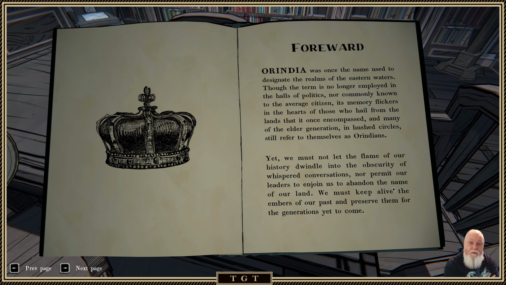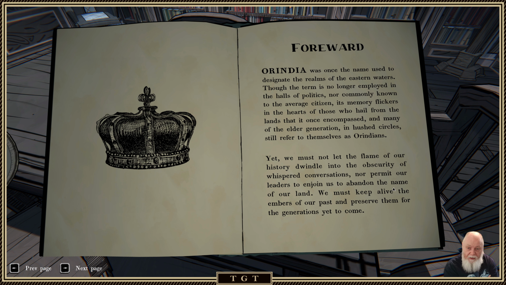Orindia was once the name used to designate the realms of the eastern waters. Though the term is no longer employed in the halls of politics, nor commonly known to the average citizen, its memory flickers in the hearts of those who hail from the lands that it once encompassed, and many of the elder generation, in hushed circles, still refer to themselves as Orindians. Yet we must not let the flame of our history dwindle into the obscurity of whispered conversations, nor permit our leaders to enjoin us to abandon the name of our land. We must keep alive the embers of our past and preserve them for the generations yet to come.